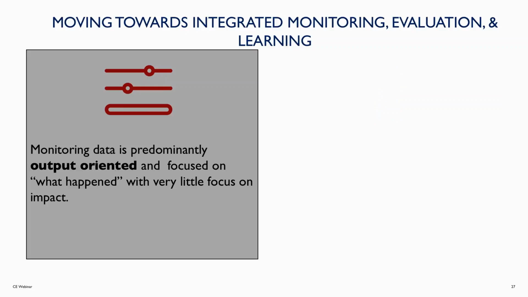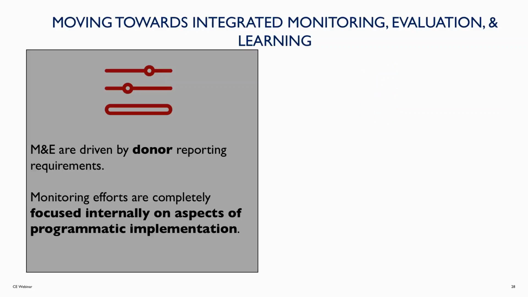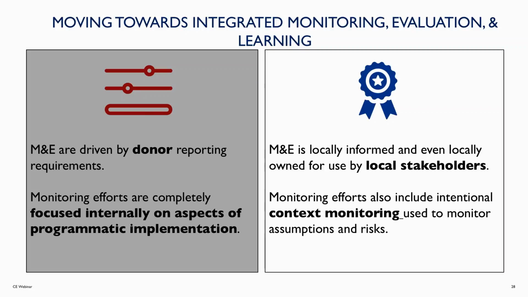Currently, we've got a lot of output-oriented focus within learning plans, focused on what's happened and less on the impact. We want to move towards understanding the impact, and then also, really importantly, understanding why, how, and under what conditions, and to what effect. And then currently we've got M&E that's very donor-driven and focused internally on aspects of program implementation. And we want to move towards M&E that's focused on and owned by local stakeholders, and monitoring that includes context monitoring.